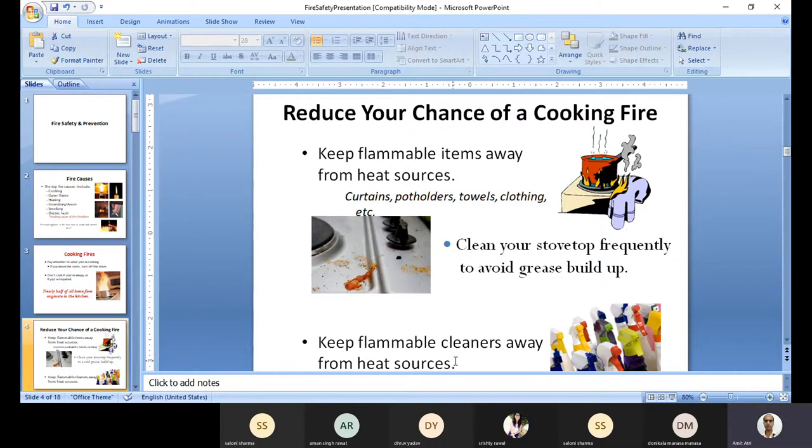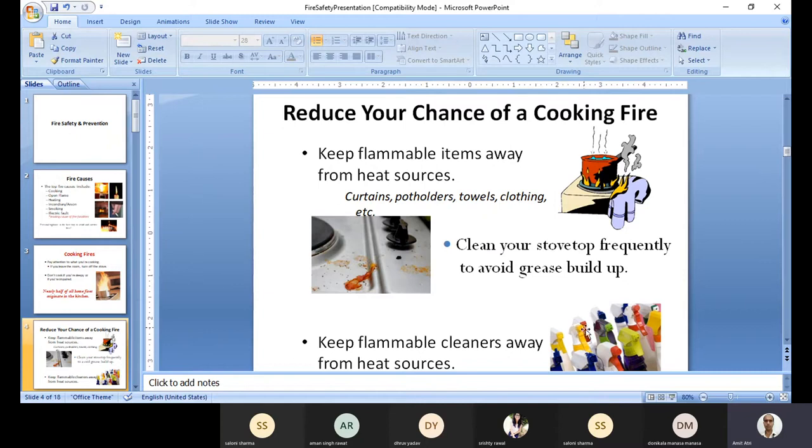Another thing, keep flammable cleaners away from heat sources. In the present scenario, the sanitizers which we are using are also alcohol based, and alcohol is also inflammable. So try to avoid these types of sanitizers near flames, like the cooking fire.